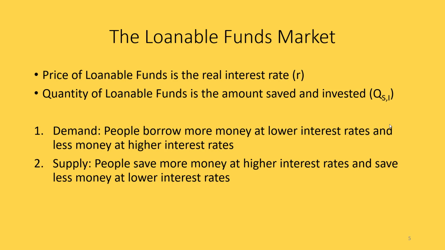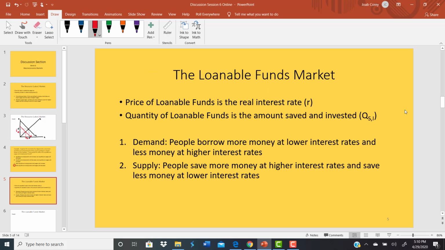When it comes to that upward sloping supply curve, remember that comes from the idea that people will save more money when they get a higher interest rate for doing so, and they'll save less money when they get a lower interest rate for doing so. So again, there's that direct or positive relationship between the amount people are willing to save and the interest rate that they're going to receive. Right, so let's go ahead and graph that out.